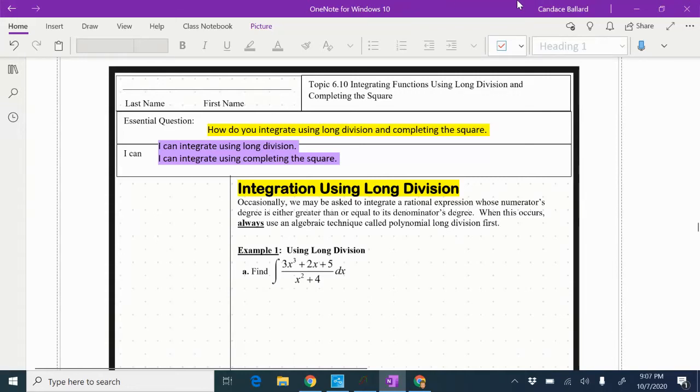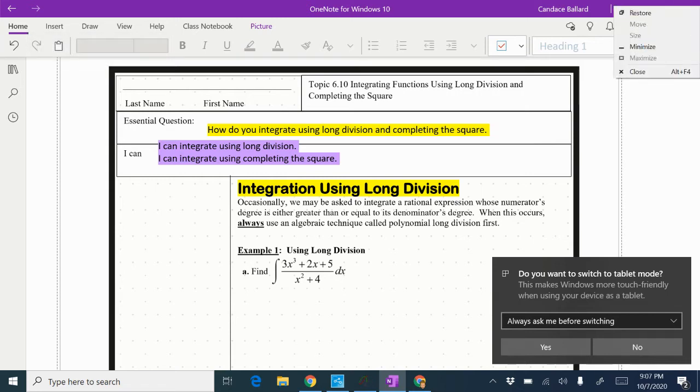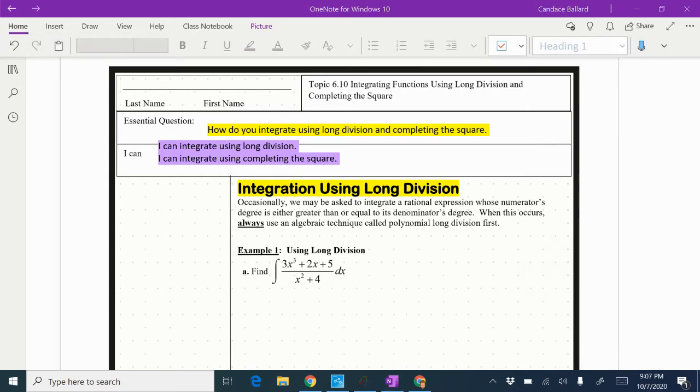In this video, we're going to explore topic 6.10, integrating functions using long division and completing the square. So we're going to focus on just the first couple of examples that use long division. Occasionally we may be asked to integrate an irrational expression whose numerator's degree is either greater than or equal to its denominator's degree. When this occurs, we have to use an algebraic technique called polynomial long division first.